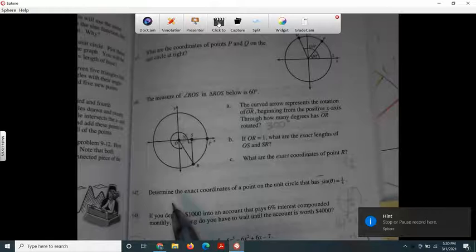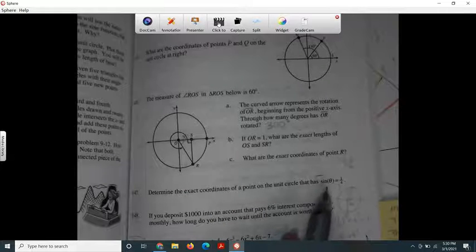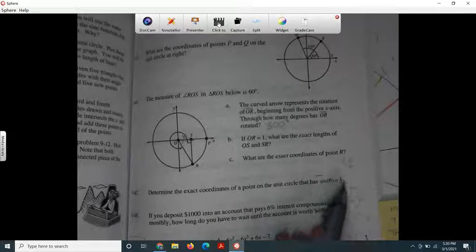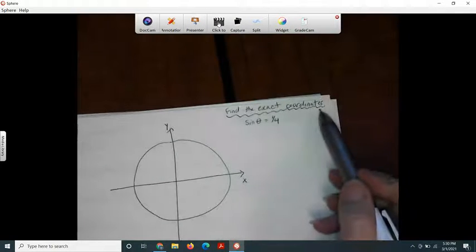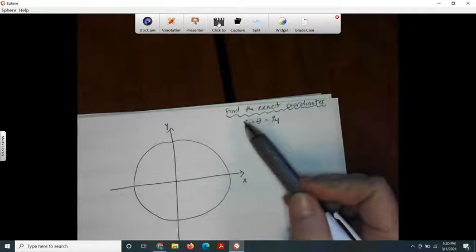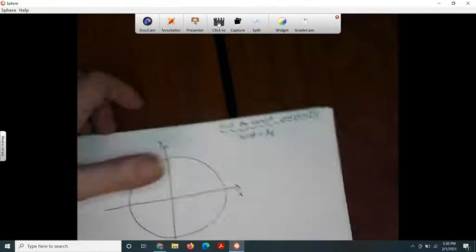Here's Integrated 3. It's problem 9-47. It says determine the exact coordinates of a point on the unit circle that has sine of theta equals 1/4. So exact coordinates of a point on a unit circle where sine theta is 1/4. So let's think about that.